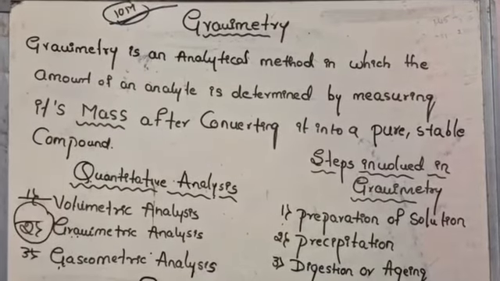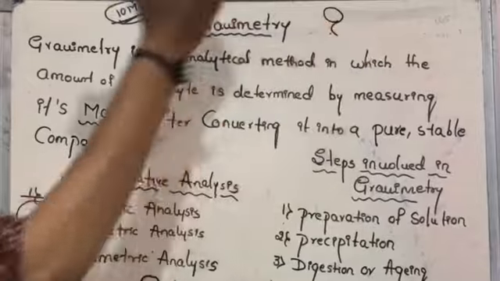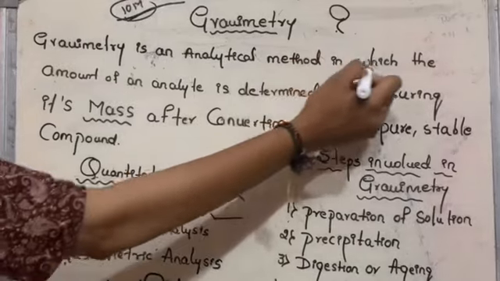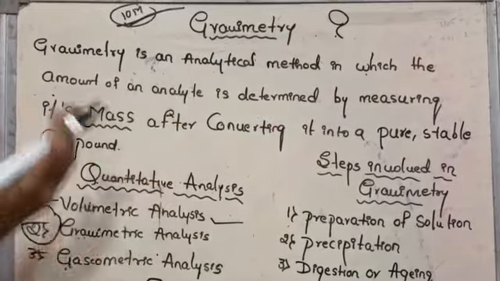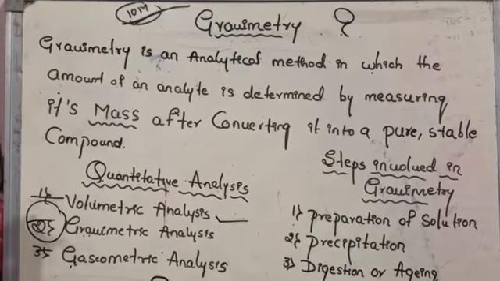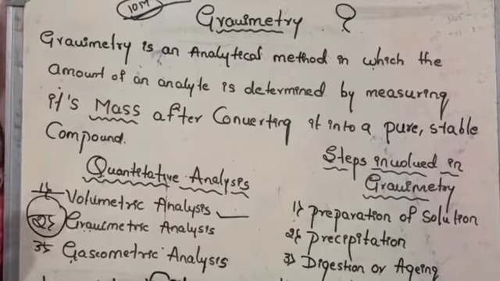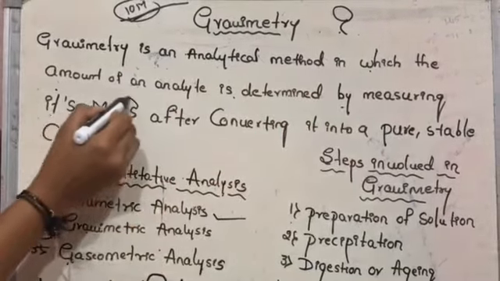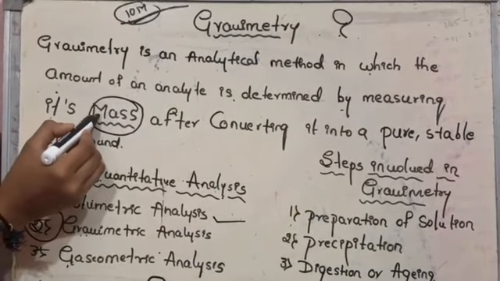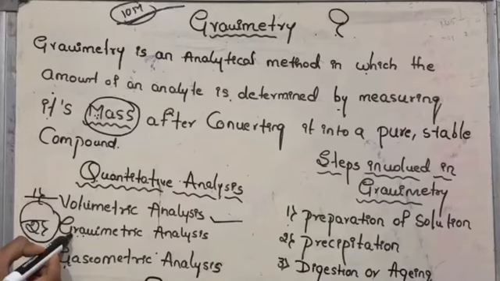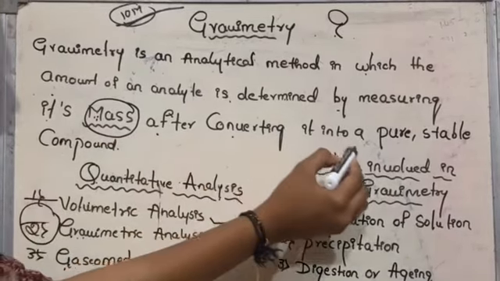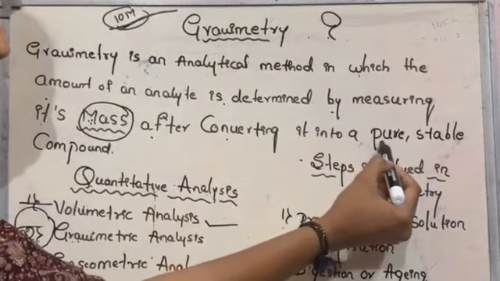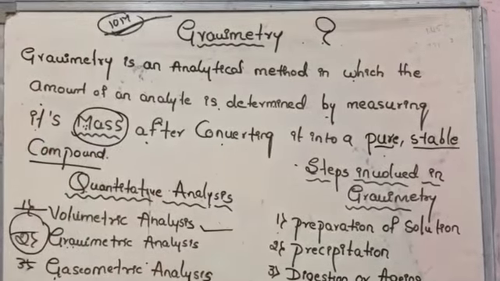Then what exactly does gravimetry mean? Gravimetry is an analytical method in which the amount of analyte, that is, the test sample whose concentration or amount we need to determine, is determined by measuring its mass. As I said earlier, mass plays a major role in gravimetric analysis, after converting the analyte into a pure, stable compound. But what does pure, stable compound mean?